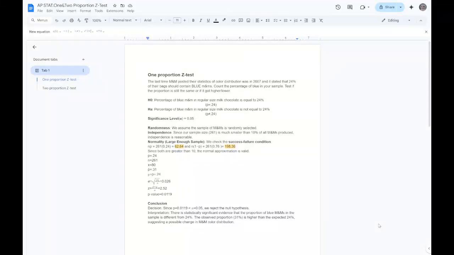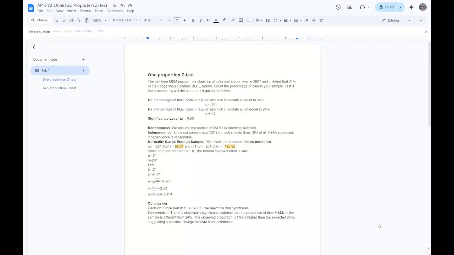So my null hypothesis is that the percentage of blue M&Ms in regular size milk chocolate is still equal to 24%. My alternative hypothesis is that the percentage of blue M&Ms in regular size milk chocolate is not equal to 24%. And then, since there is no mention of a specific significance level, we'll be using the default, which is 0.05. So we need to do the checks, which is randomness.